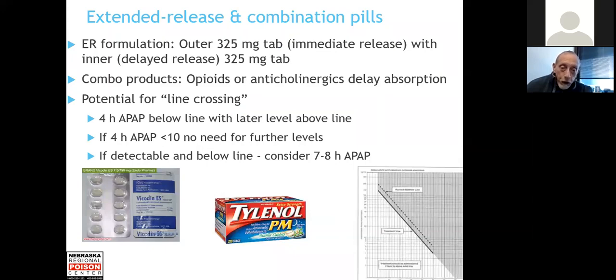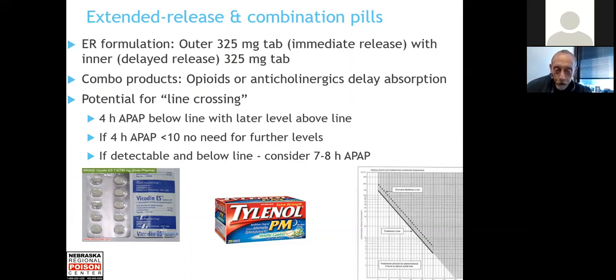So another confounding factor is that, more so than in the 1970s, we see a lot more combination products. So what do these two combination products have in common, besides the fact they both contain acetaminophen? Well, one contains an opioid, hydrocodone, the other contains an antihistamine, diphenhydramine. So these are both things that slow GI motility. And if somebody overdoses on one of these things, they may be a line crosser.